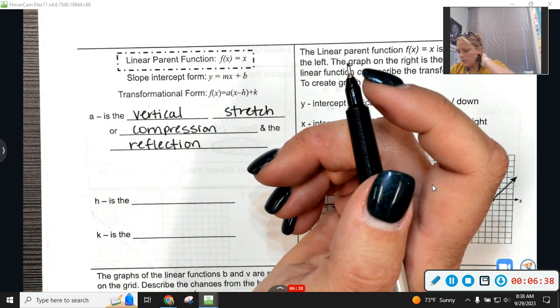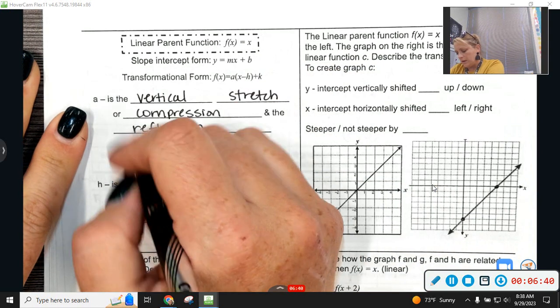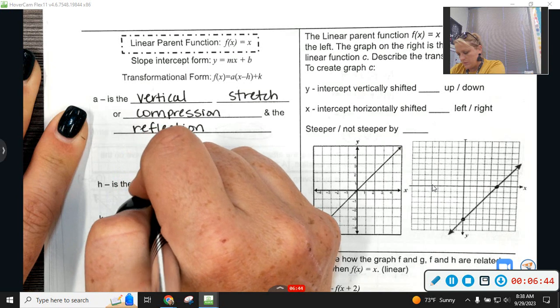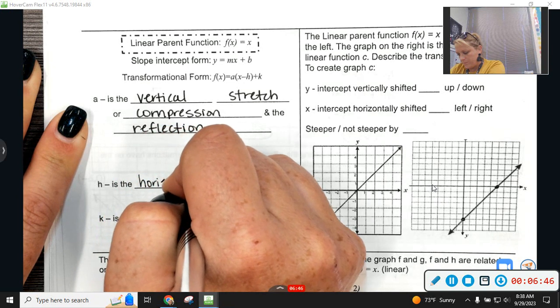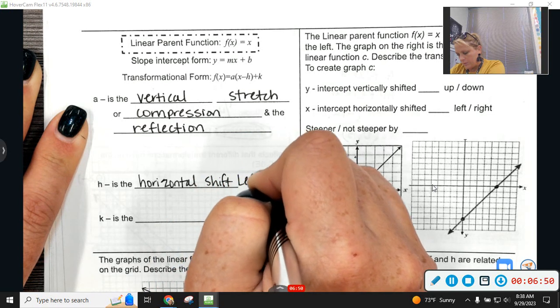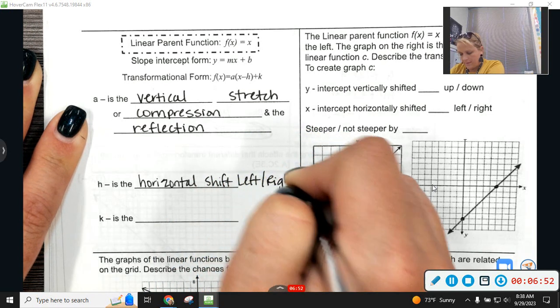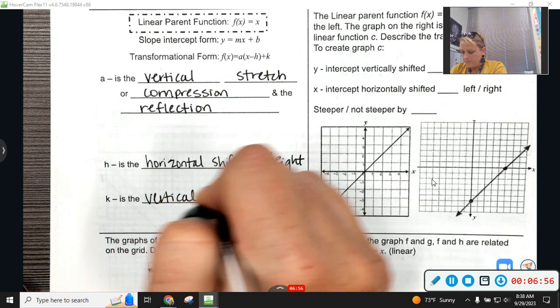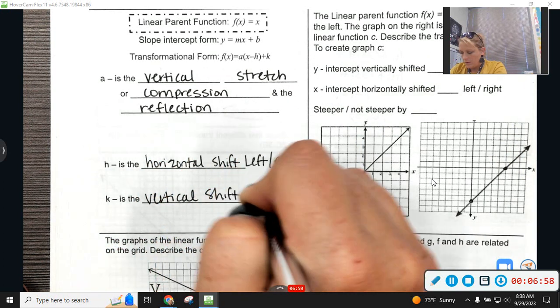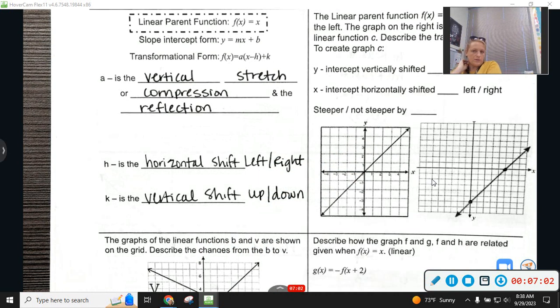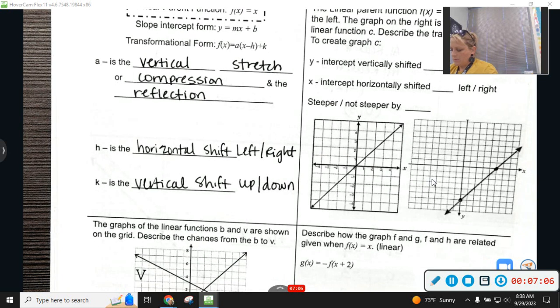Okay. H is going to be a shift left to right, so horizontal shift, left or right. And k is the vertical shift, either up or down. Okay, so these are factors that can be added to the equation to make it change.